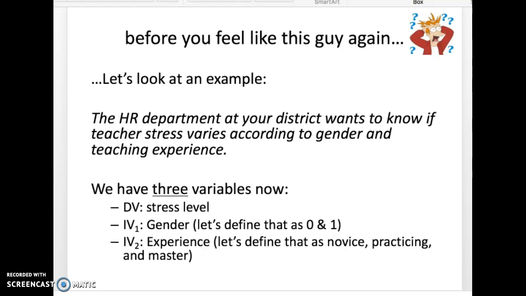So before you feel confused, let's look at an example. The Human Resources Department at your district wants to know if teacher stress varies according to gender and teaching experience. Now we have 3 variables. We have one dependent variable, that's your stress level. We have two independent variables. The first one is gender, which we will define as 0 and 1. And then we have experience. And let's define that as novice, practicing, and master.